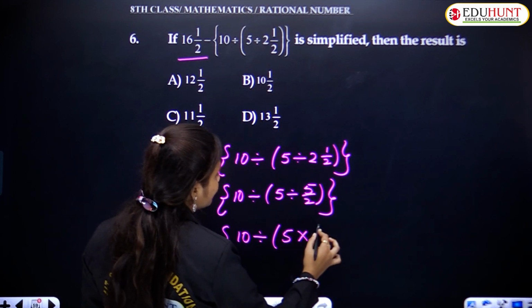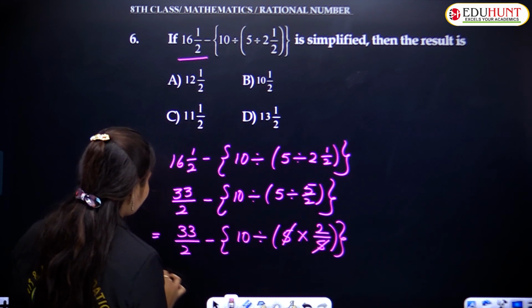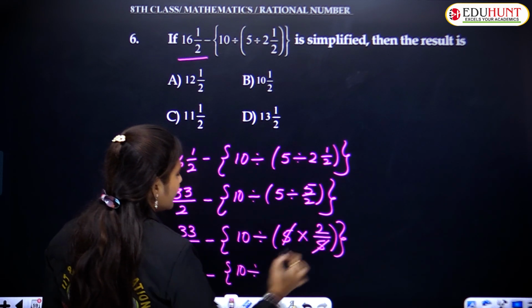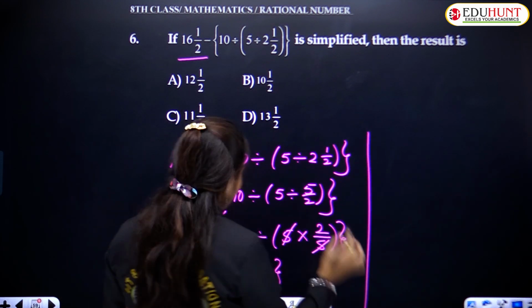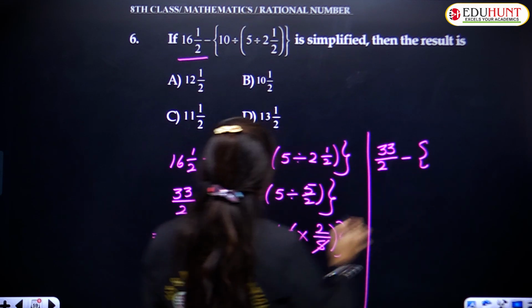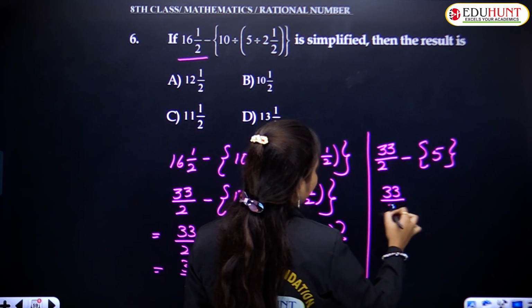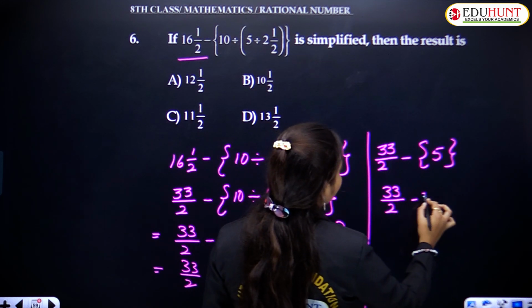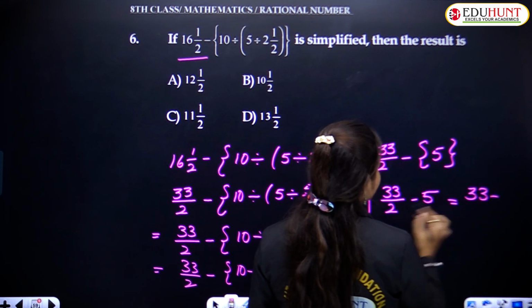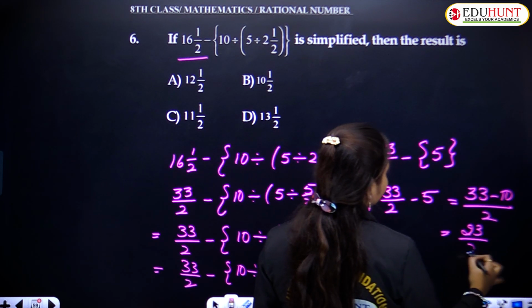So from this one 33 by 2 minus of 10 divided by 5 by 2, so that's why 5 by 2 becomes reciprocal, so that is 2 by 5. So 5 and 5 gets cancelled. Next 33 by 2 minus of 10 divided by 2, which is equals to 5. So 33 by 2 minus 5, which is equals to 33 minus 10 by 2, which is equals to 23 by 2.